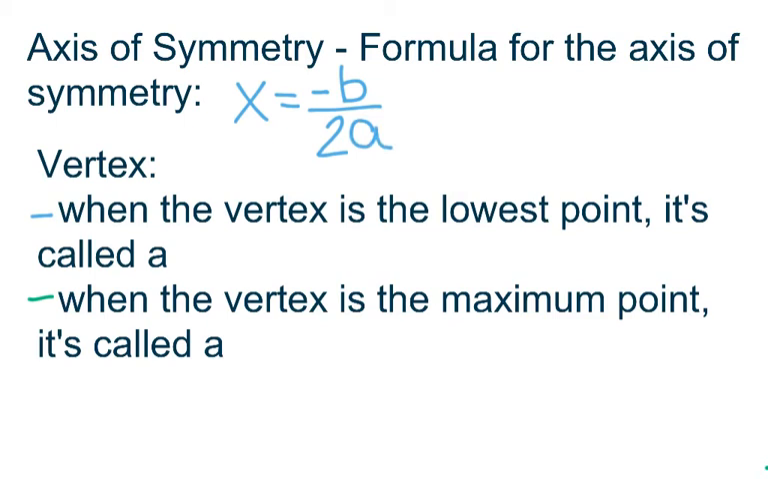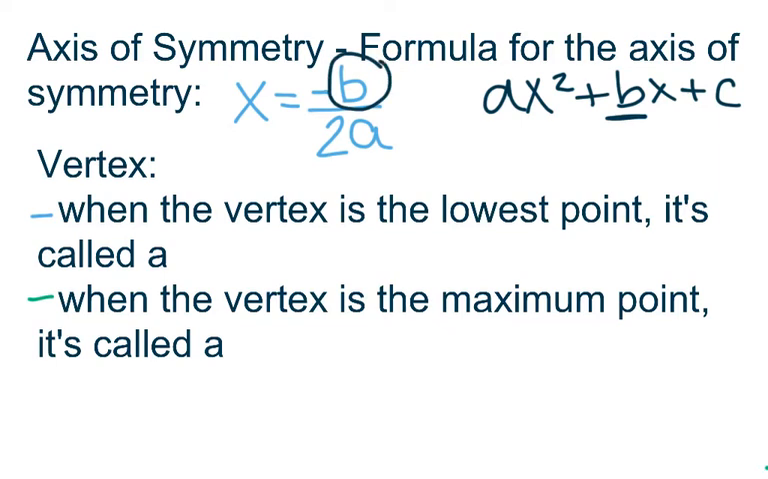So remember, we talked about standard form of a parabola is like this. So when I talk about b, I'm talking about the number in front of x. When I talk about this a right here, I'm talking about the number in front of x squared. So that's why it's important to have things in standard form, so then you can use formulas like axis of symmetry.